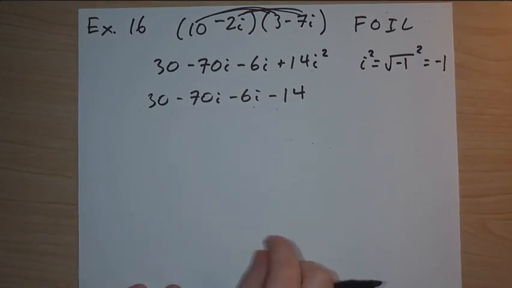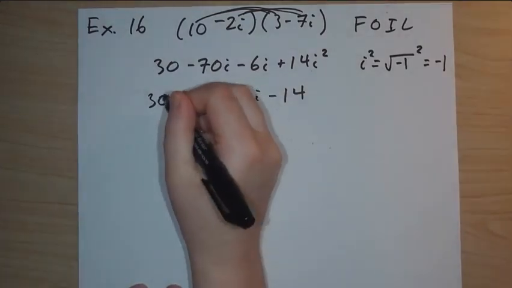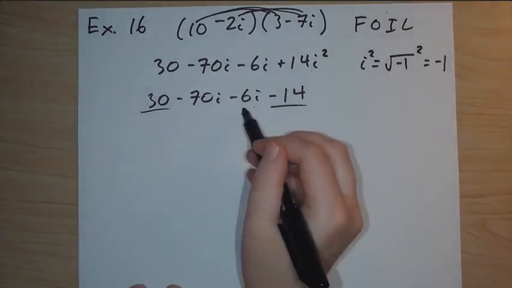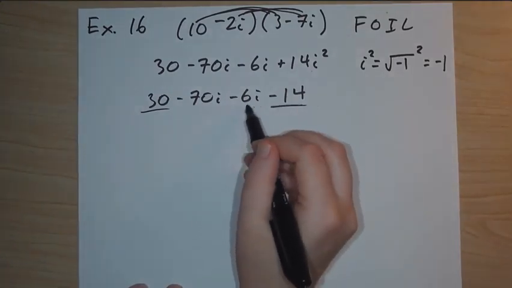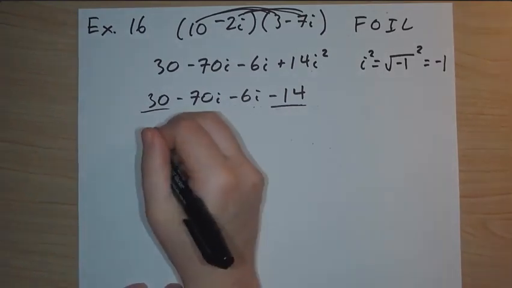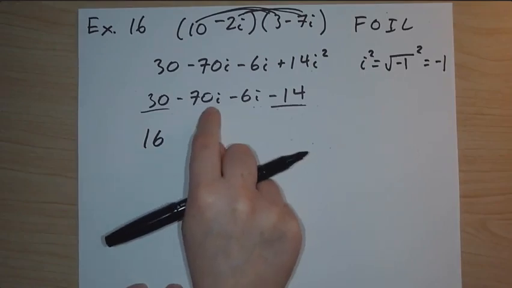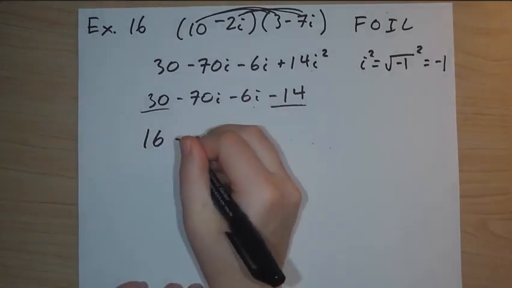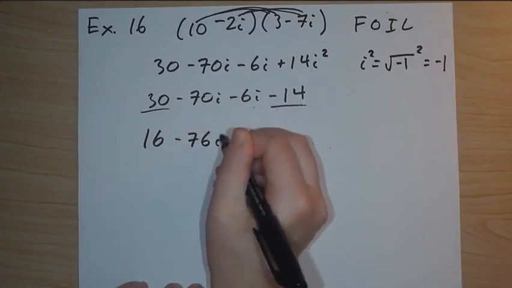So the last thing we need to do is just add our real numbers, 30 and negative 14, and then add our imaginary numbers, negative 70i and negative 6i. So our real numbers, 30 minus 14 gives us 16. Negative 70i minus 6i is negative 76i.